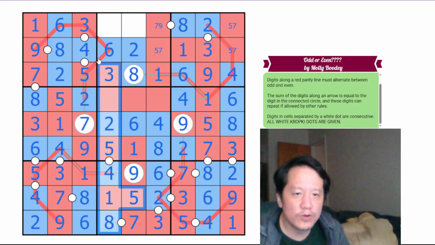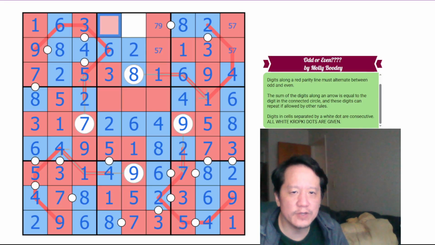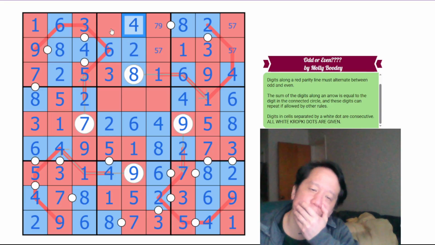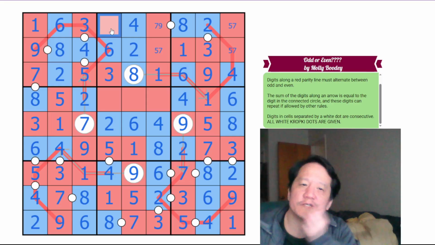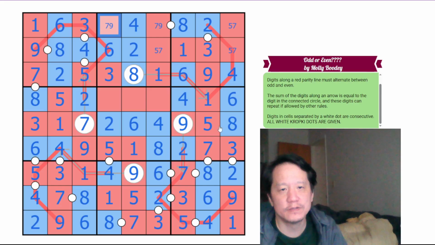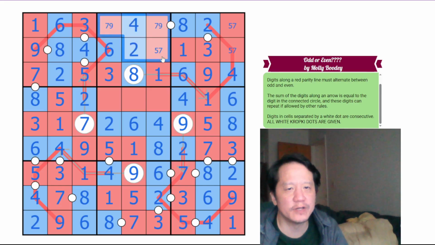We have 4 evens in column 4, so this can't be even. This is odd. We have 5 odds in row 1, so this can't be odd. This is even and is 4. This can't be 5. This is only 7 or 9. So we have a 7-9 pair in box 2, which eliminates 7 and 9 in the rest of the box. This can't be 7. It's 5, which eliminates 5 here, so it's 7, which makes that 5.